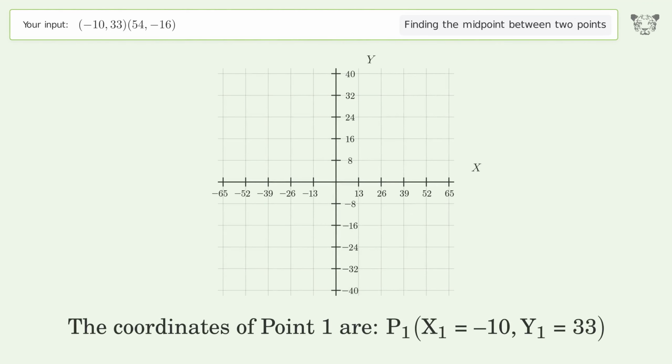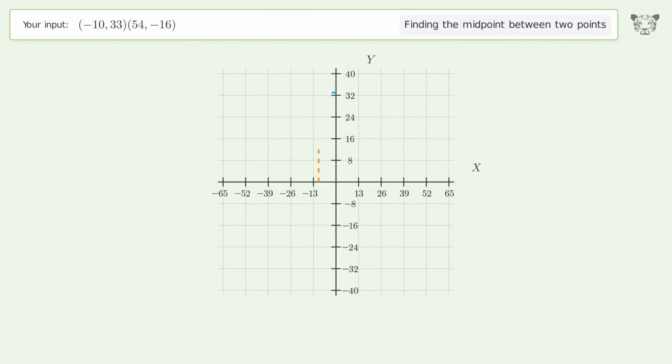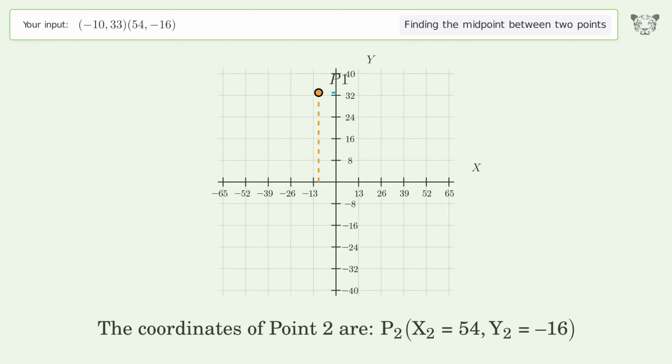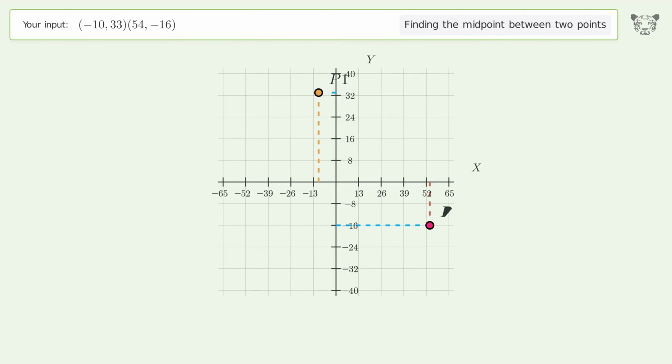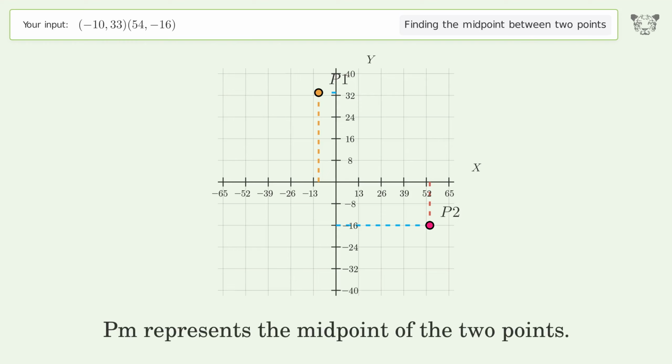The coordinates of point 1 are, x1 equals -10, y1 equals 33. The coordinates of point 2 are, x2 equals 54, y2 equals -16. PM represents the midpoint of the 2 points.